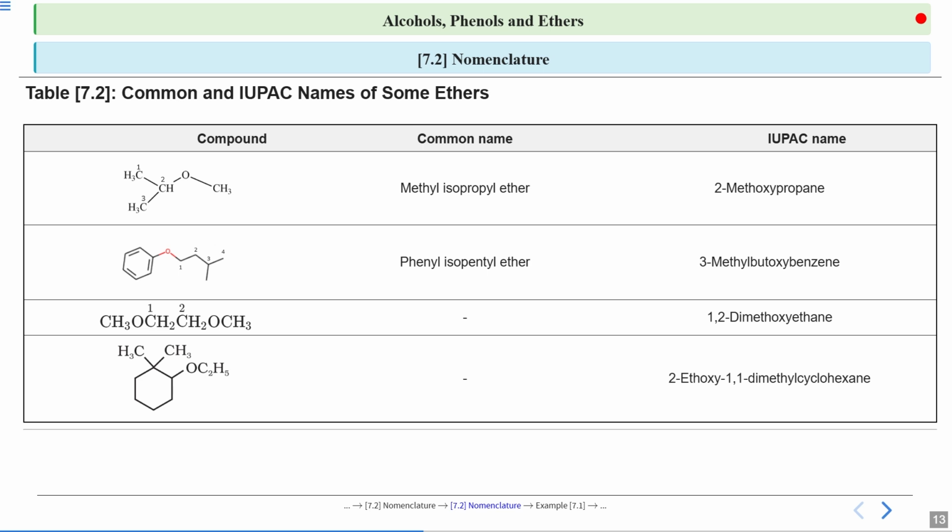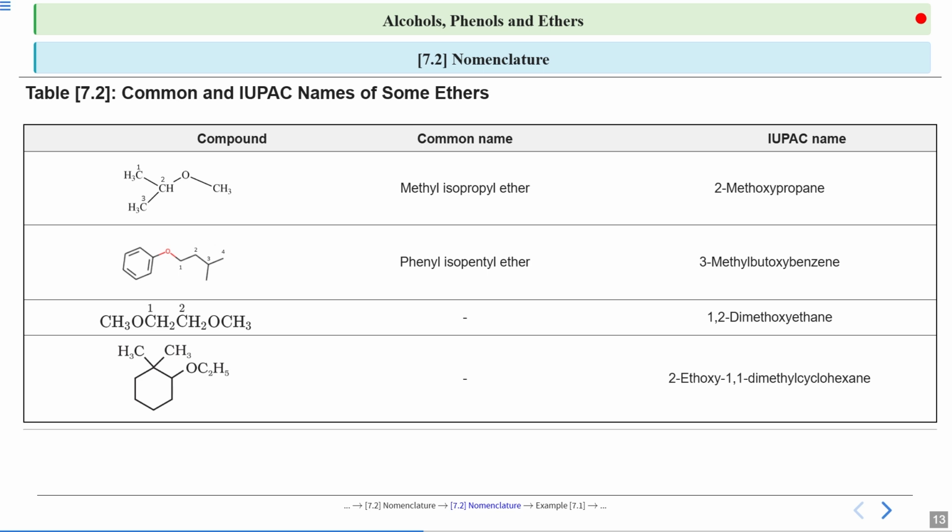For the IUPAC name, numbering is done because you have this isopentyl, where at the third position we have a methyl group as a substituent, and at the first position we have the oxygen attached to benzene. So the IUPAC name will be 3-methylbutoxybenzene, because benzene contains more carbons, it will be treated as the parent chain. So 3-methylbutoxy and then benzene.